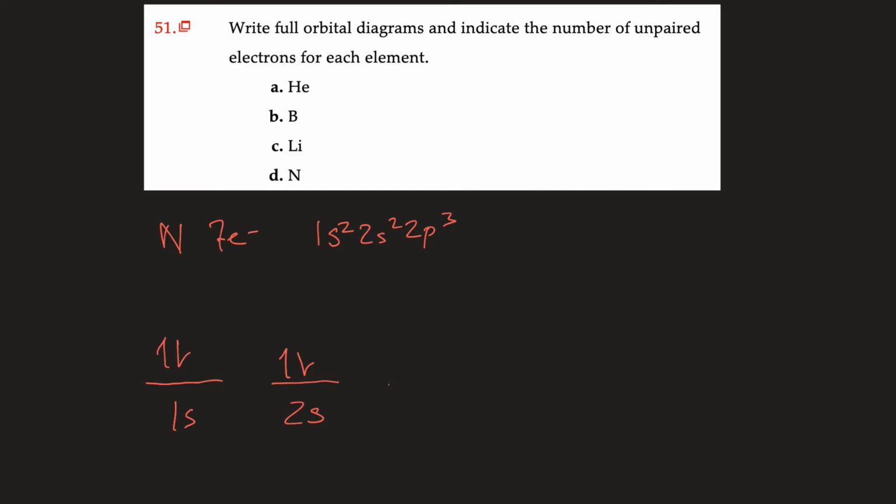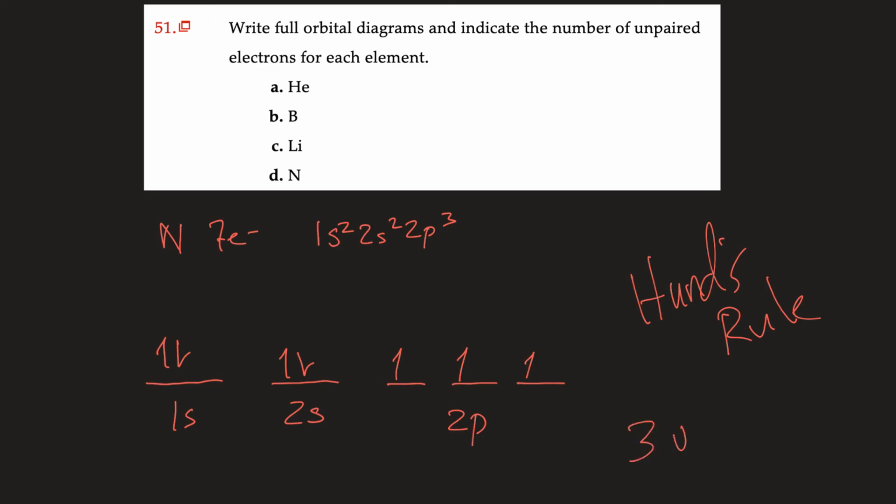Now, the 2p sublevel has 3 orbitals, so I'm going to make 3 lines. And according to Hund's rule, each of those orbitals has to have 1 electron before any of them can have 2. So here's the 2p. Hund's rule says you've got to have 1 there, and 1 there, and 1 there before any of them can have 2. So that's the correct answer.